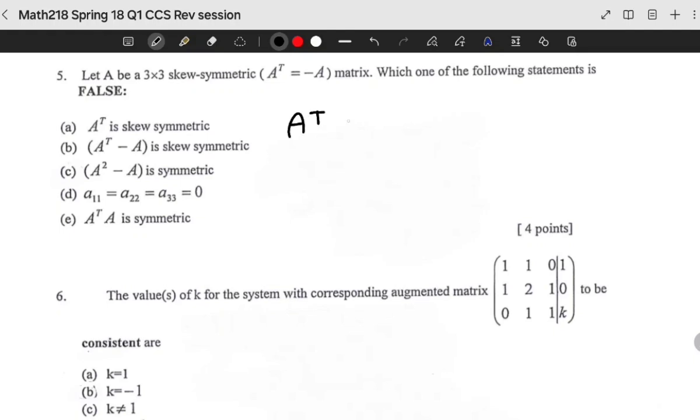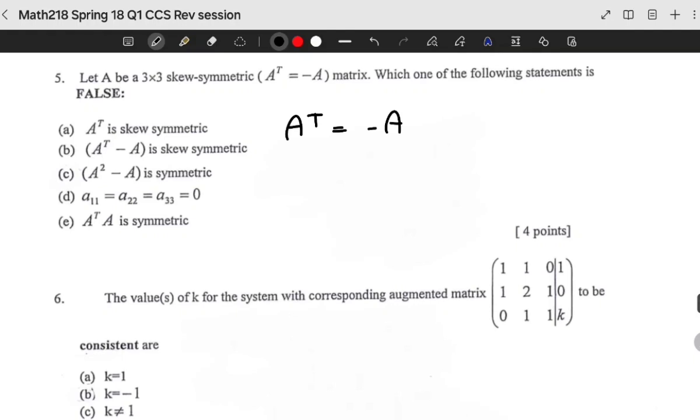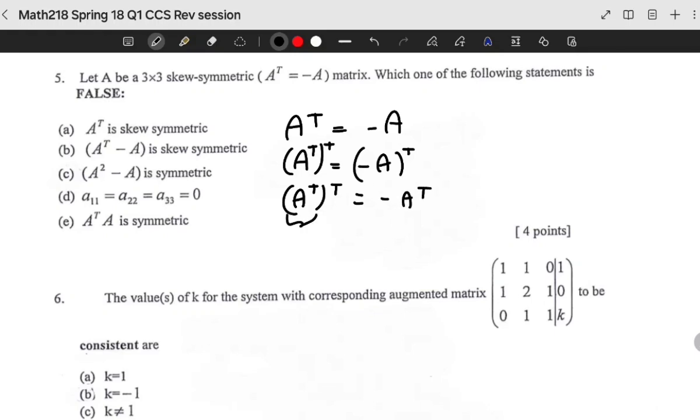A transpose, we know A transpose is equal to minus A. If we transpose both sides, we get A is equal to minus A transpose. And this becomes A transpose all transpose is equal to minus A transpose. So technically A transpose is skew symmetric. So this is true, this is not the answer we want.